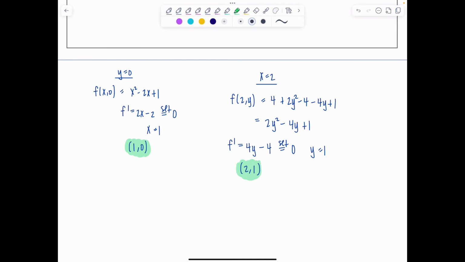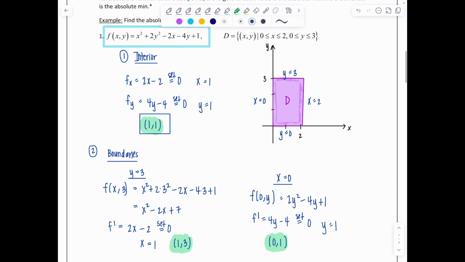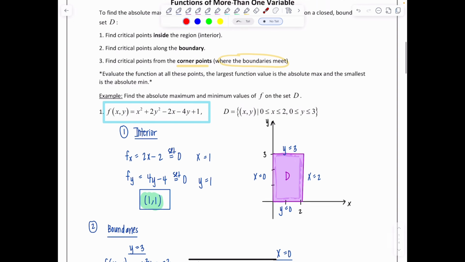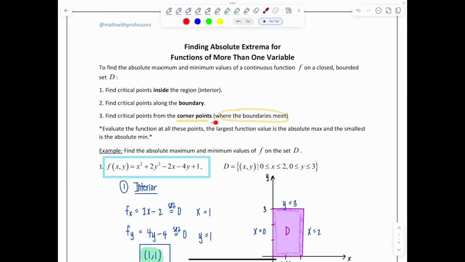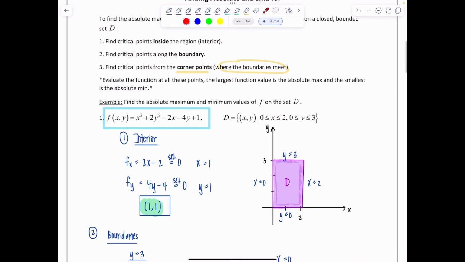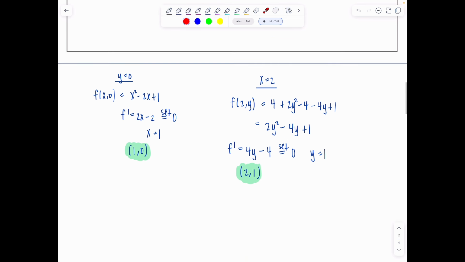So (2, 1) is another point. Okay, so I have 1 critical point from the interior, this one. I have 4 from the boundary, 4 that are on the actual boundary. And then what did step 3 say? Find the critical points from the corner points where the boundaries meet. So I'm going to have 4 of them: 1, 2, 3, 4. Now in this case, they actually look like corners of a room. But the definition is that it's where one boundary equation connects to another boundary equation. That's considered a corner.